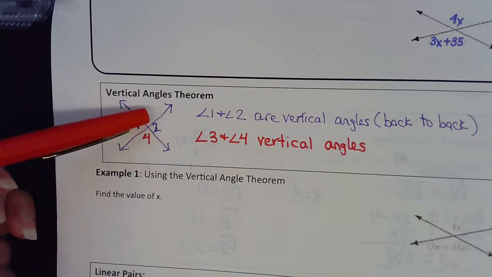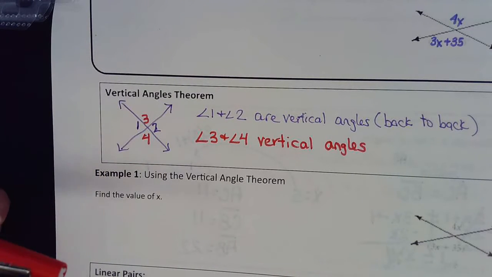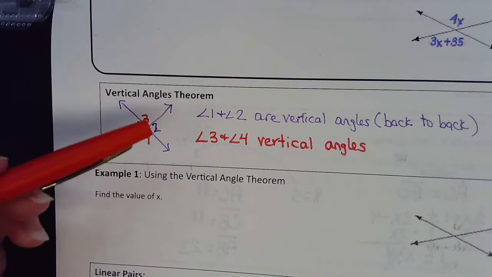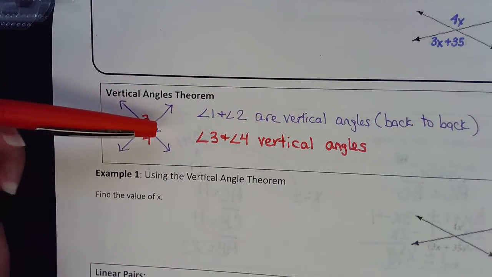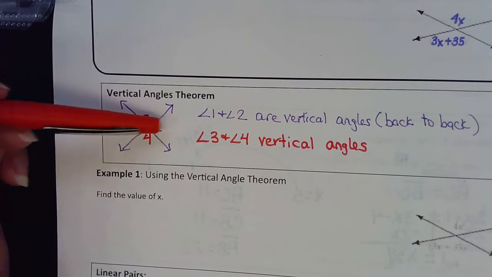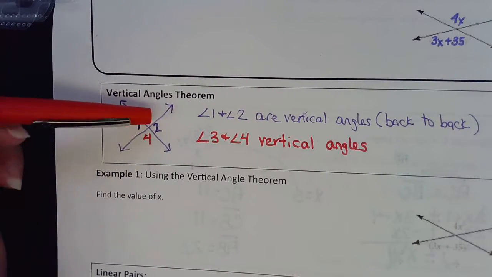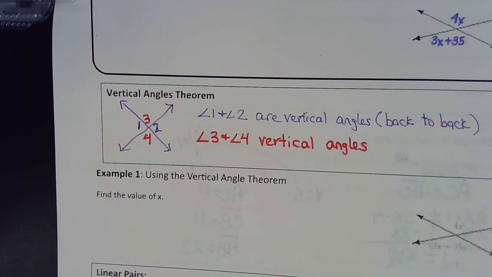So they cannot be right next to each other. Right next to each other is considered to be adjacent. So they can't be right next to each other or share a side. They share what's called a vertex. So they're back to back. So these two angles are vertical, 1 and 2. These two angles are vertical, 3 and 4.